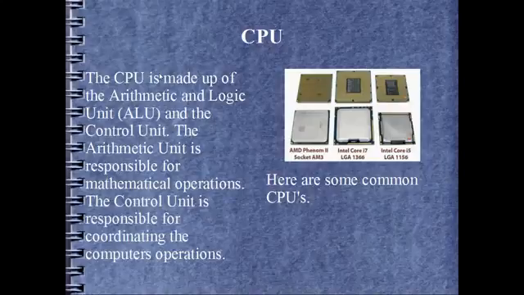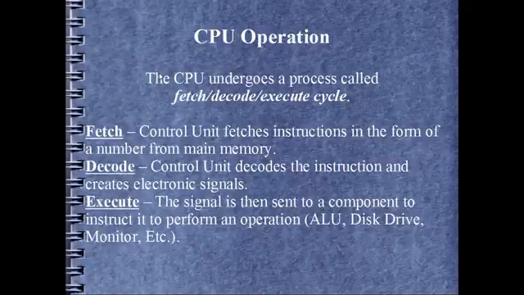Okay, now the CPU operates by the fetch, decode, and execute cycle. The control unit fetches instructions as a number and decodes the instruction. Then it sends the decoded instruction as an electronic signal to a component to perform an operation. The signal could go to the ALU, hard disk drive, monitor, whatever, pretty much anything that is connected to the computer.